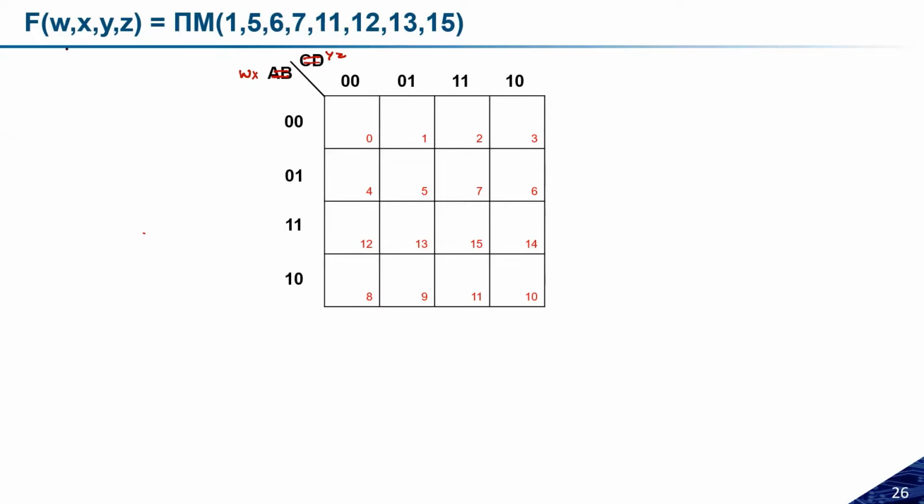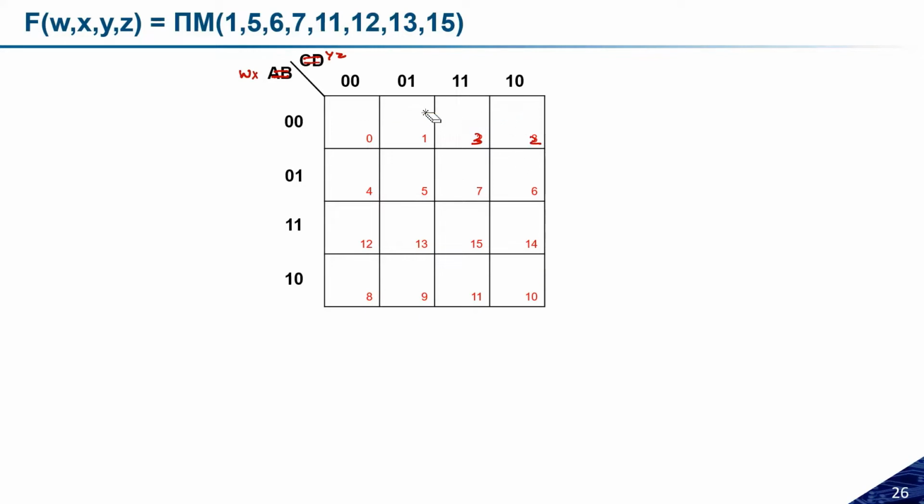The numbering will be something like this. I'm considering W as the MSB. In that case, the sequence will be 0 1 2. Oh, I made one mistake here. It should be 0 1 3 2, 4 5 7 6, 8 9 11 10, 12 13 15 14. So this will be the sequence. We need to follow this row, and then come to the last, and then this one.